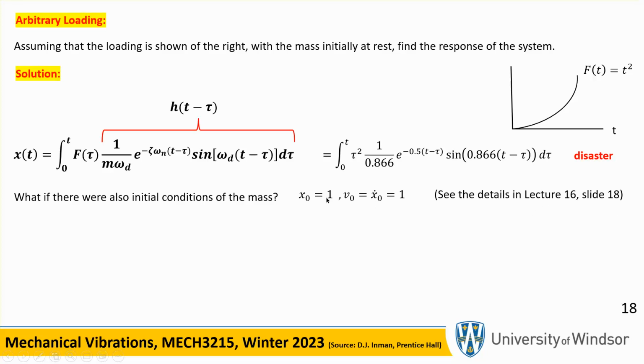Now, the question is, what if we have initial conditions here, like that? Again, go back to lecture 16, previous lecture, slide 18. And for this particular problem, if you use the Riemann integral, then no problem. This, of course, here, this, better be careful. This is for no damping situation.